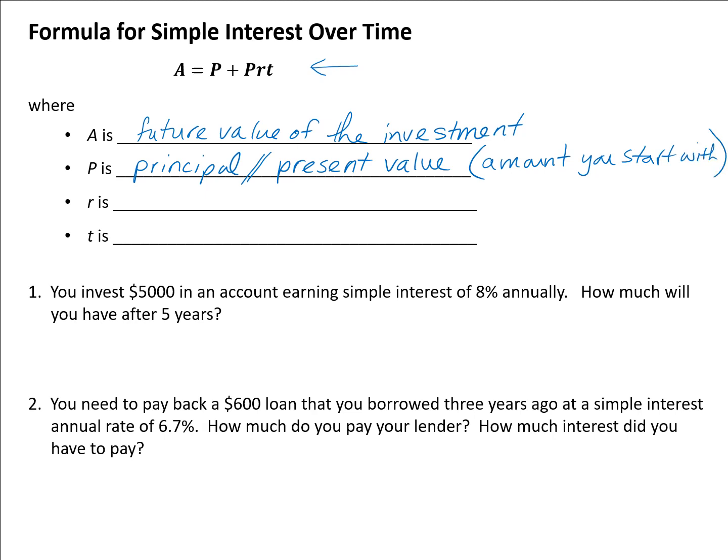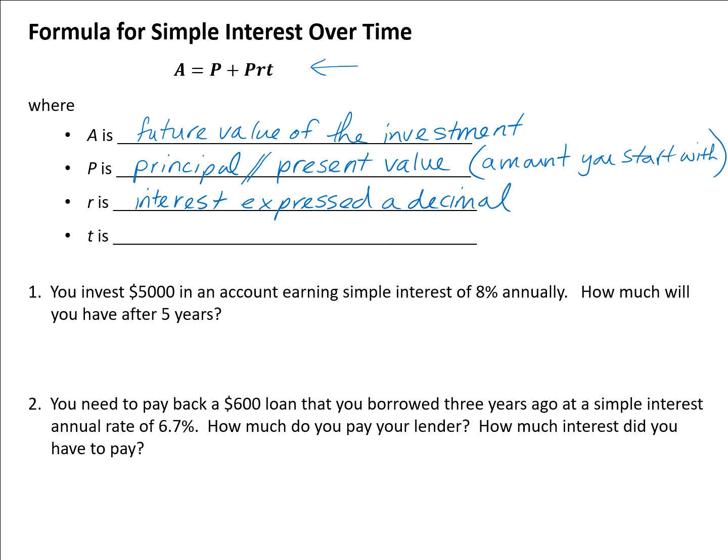R is the interest rate, R for rate. And it's generally the annual interest rate expressed as a decimal. So because we're going to calculate with things, even though in the application they might tell you that it's an 8% interest rate, you want to, for the sake of the formula and the calculations, express it as a decimal.